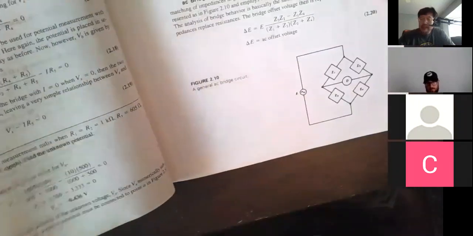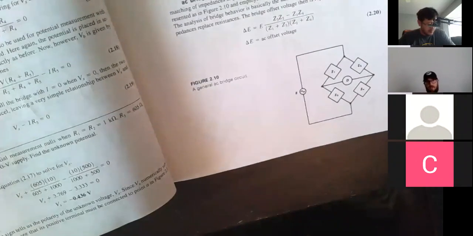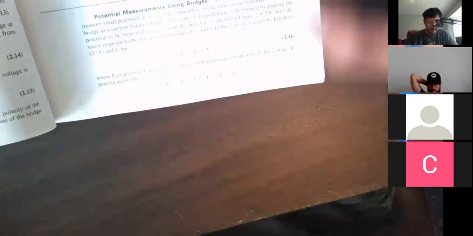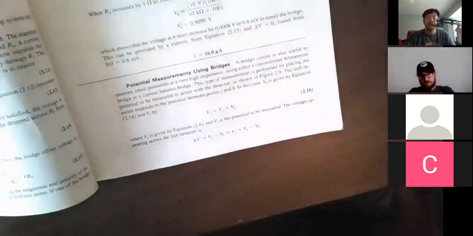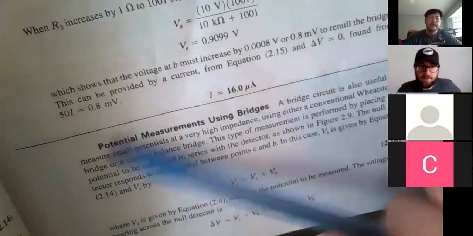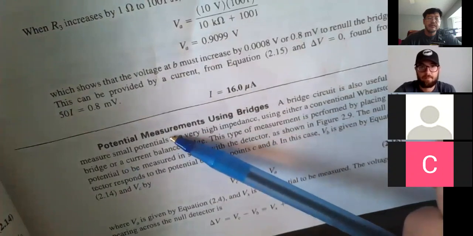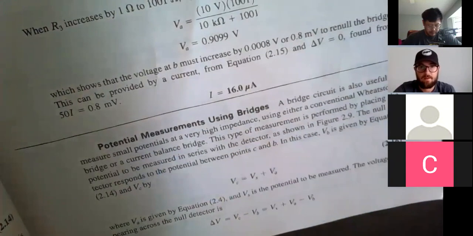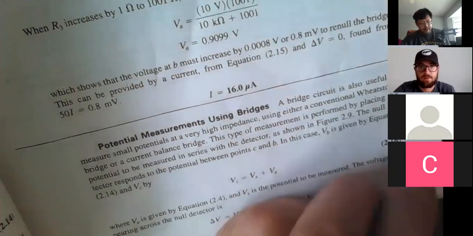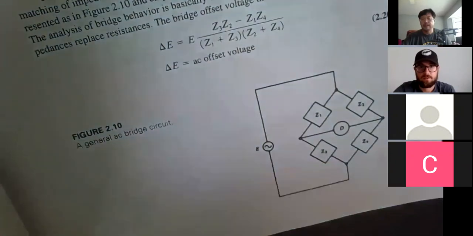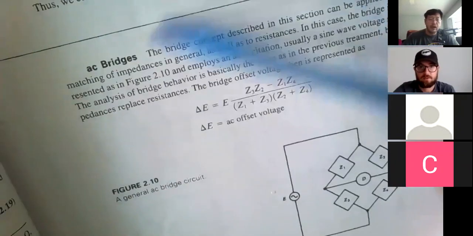All right, so that's application number 2. Let's do one more application. Application number 3, right here: we can measure resistance.